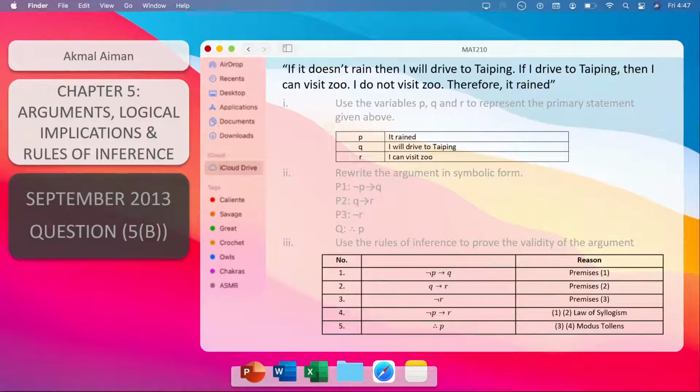For the first column, we put the number. For the second column, we put the argument. For the third column, we put the reason. Number 1 is premise 1. Number 2 is premise 2. Number 3, premise 3. To get the argument for number 4, we use the law of syllogism on number 1 and number 2. And for the conclusion on number 5, we use modus tollens on number 3 and number 4. So we will move on to the next question.